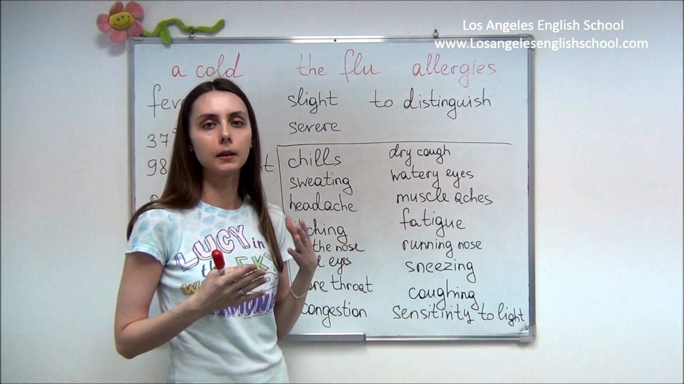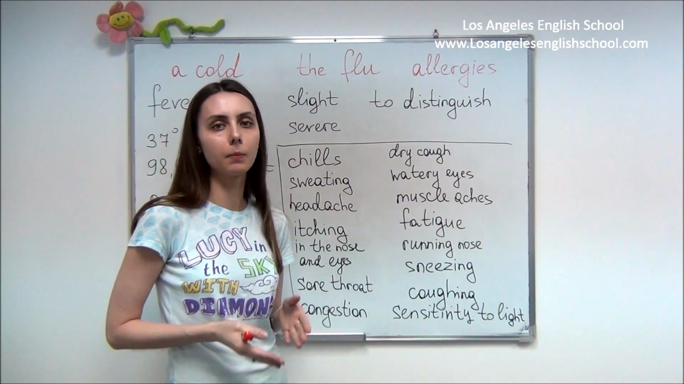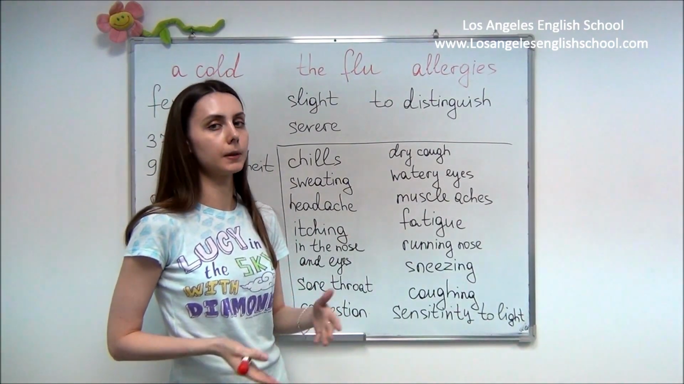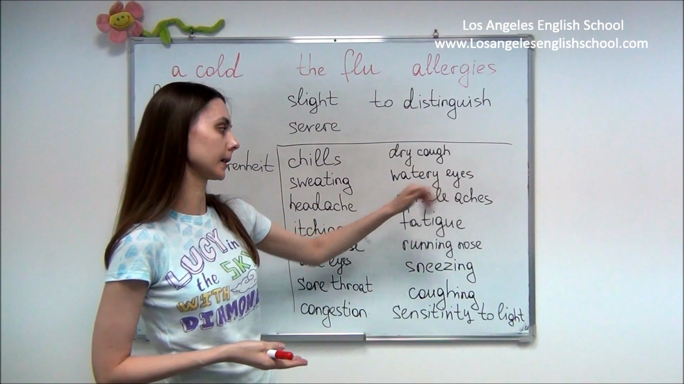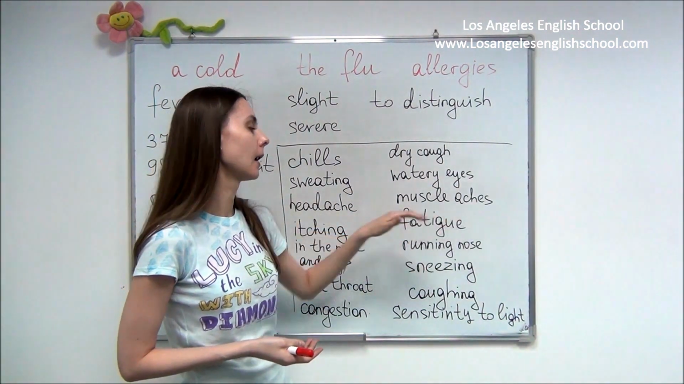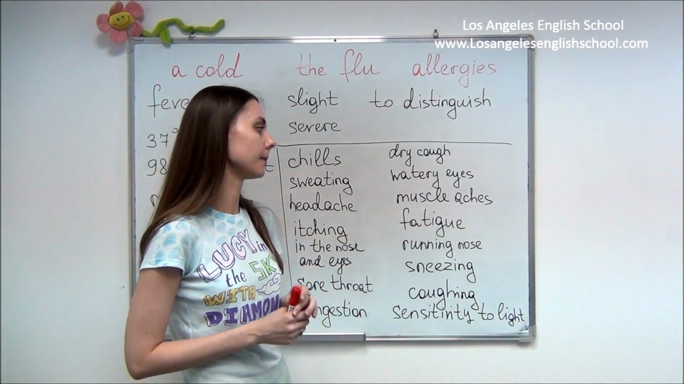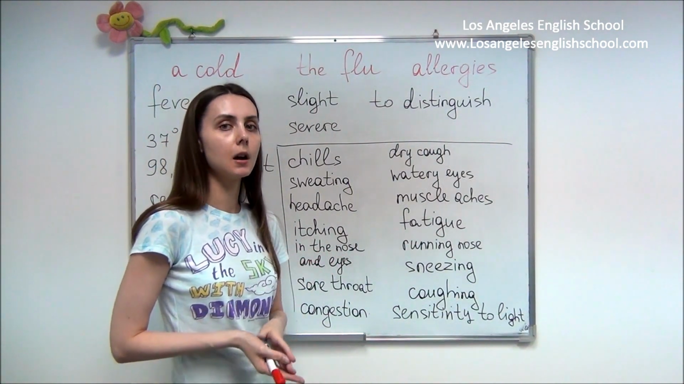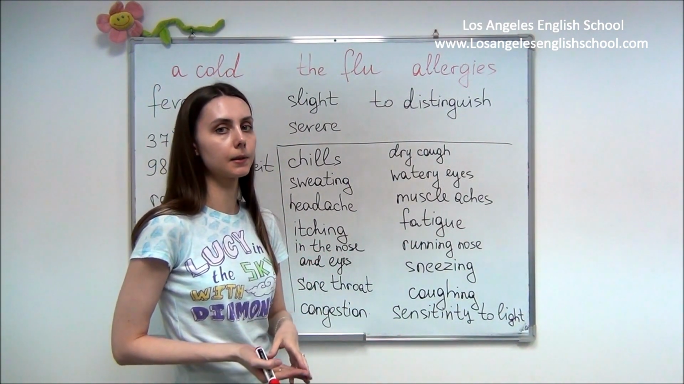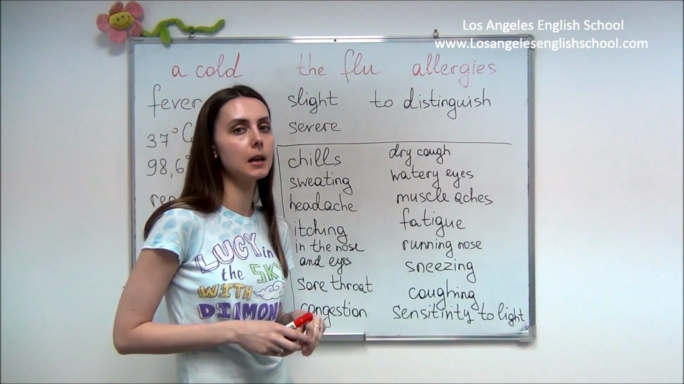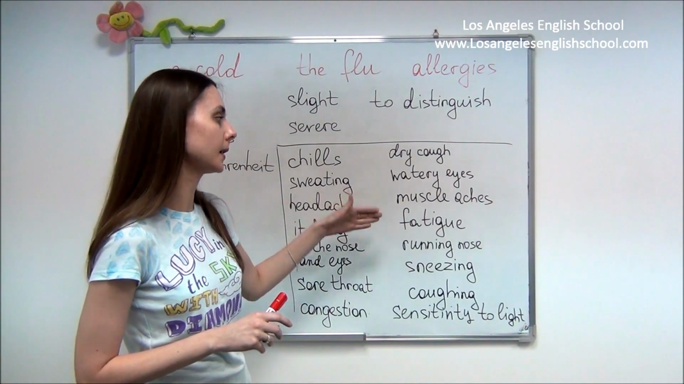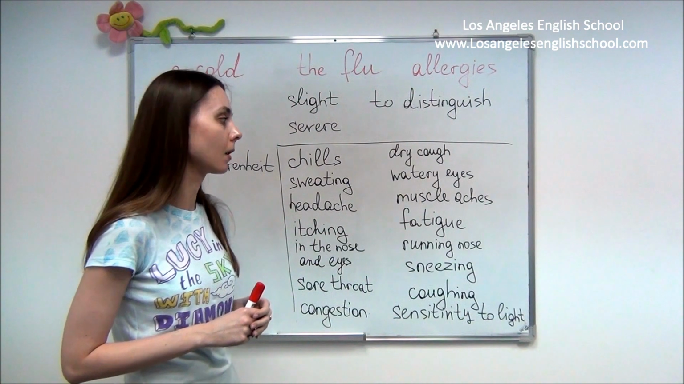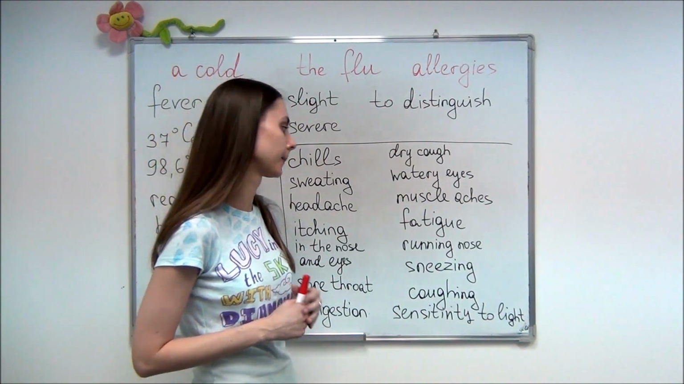Watery eyes. If you look at a person and it seems to you that the person is going to cry, this person has watery eyes. Muscle aches. When, for example, after going to the gym, you can feel muscle aches. Your muscles, they ache. And muscle aches can be caused also by some illness.